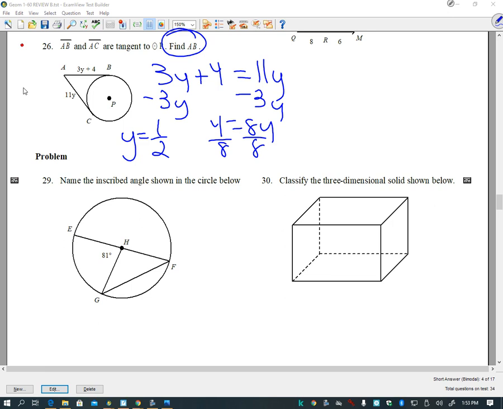Okay, there's two different ways to do that. If I know that AC is equivalent to AB, can I just plug in 1/2 for y on AC? Sure. What's 11 times 1/2? It'd be 11 halves. Okay, or you can do it on AB and say 3 times 1/2 plus 4. Okay, well, 3 times 1/2 is 3 halves, plus 8 halves is 11 halves. Okay, your answer should be AB equals 11 over 2.